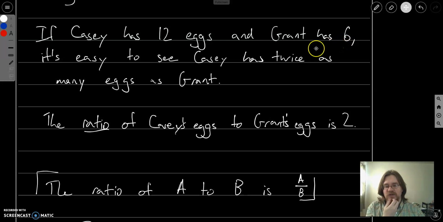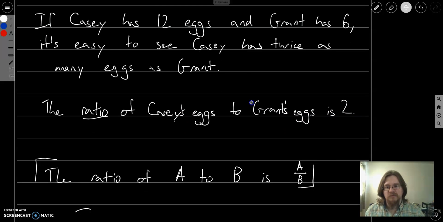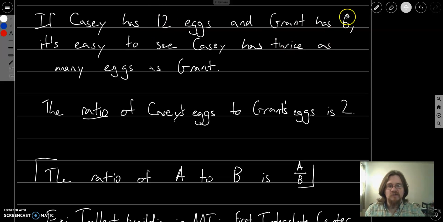So the question is, how do we come up with this twice here? The ratio of Casey's eggs to Grant's eggs is going to be 2. Where does that 2 come from? Well, if we take 12 eggs and divide it by 6, we get 2. So this is how many more eggs Casey has than Grant. It's going to be twice as many. So this is where the 2 comes from. We end up taking 12 and dividing it by 6, and this is called a ratio.